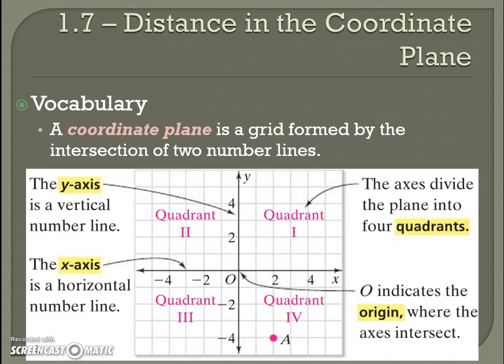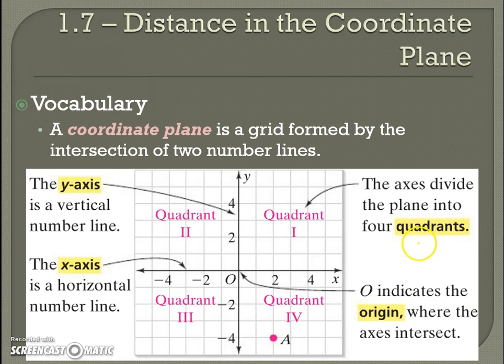All right, so we're going to continue on using the Pythagorean theorem, although today isn't necessarily about the Pythagorean theorem, so you need to go ahead and pause and copy this down. A coordinate plane is a grid formed by the intersection of two number lines, and we call those two number lines the y and x-axis. The y-axis being the vertical number line, the x-axis being the horizontal number line.